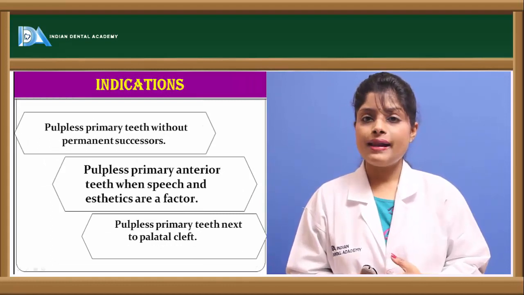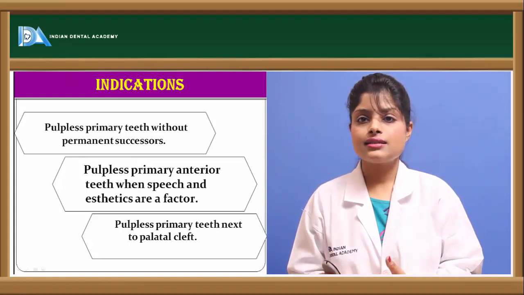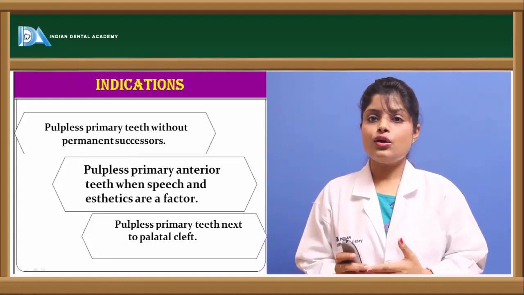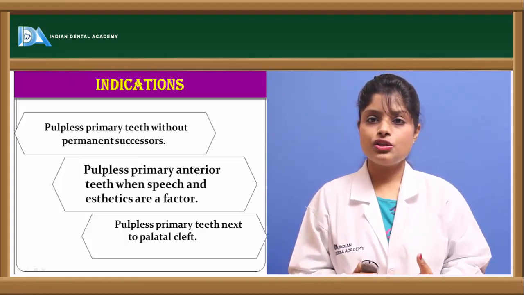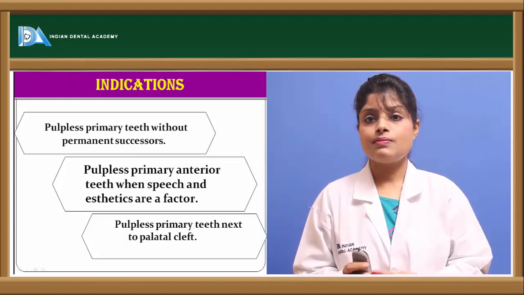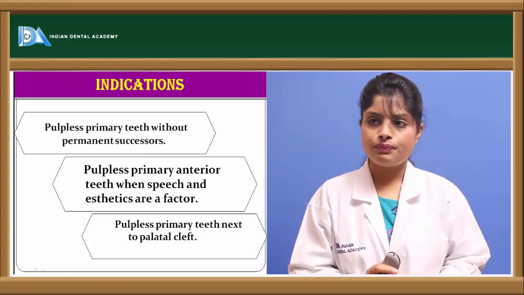In the case of pulpless primary tooth with absent permanent successors, for example, if we take OPG of a patient and we find that the permanent successors for that particular tooth are absent, then it is mandatory to do pulpectomy for that particular primary tooth.